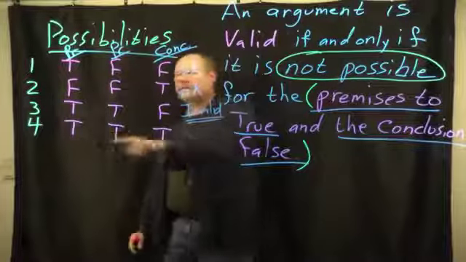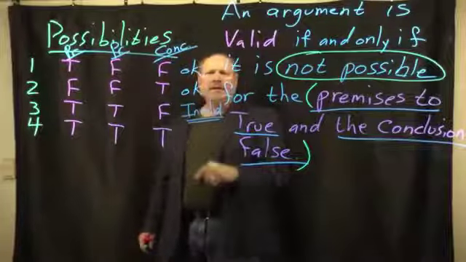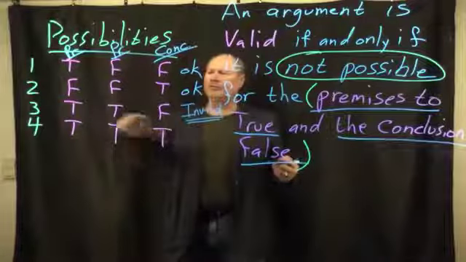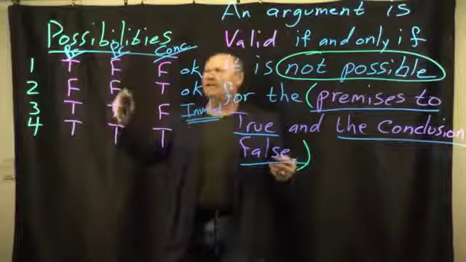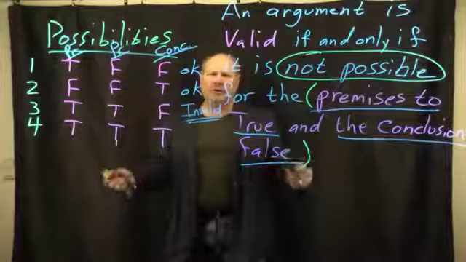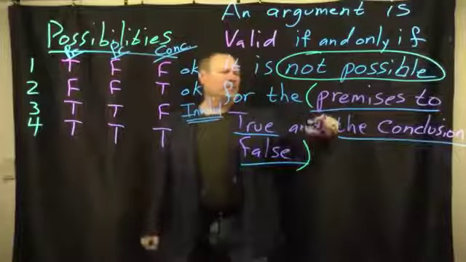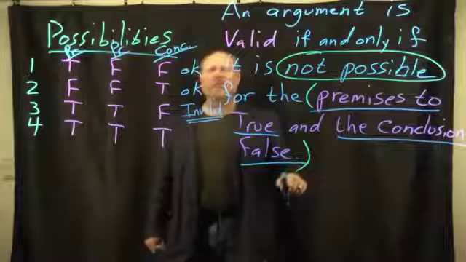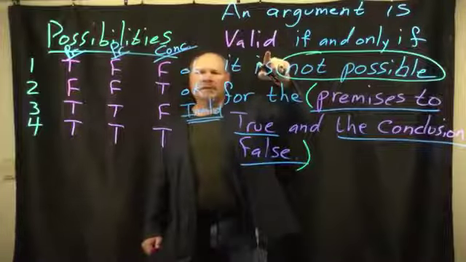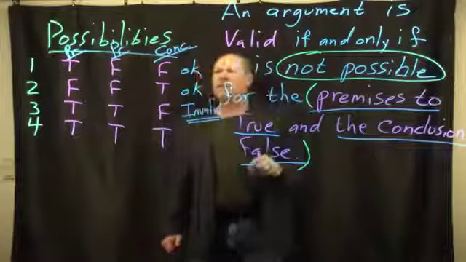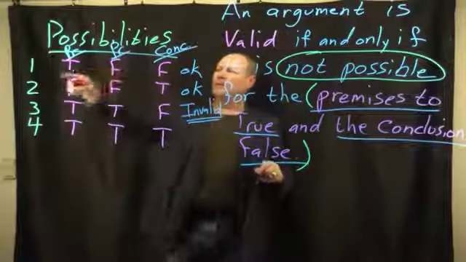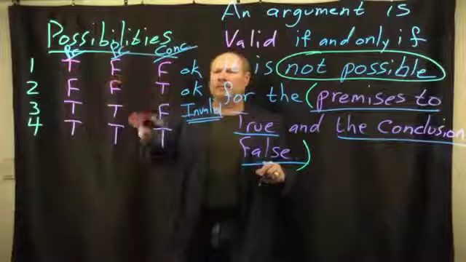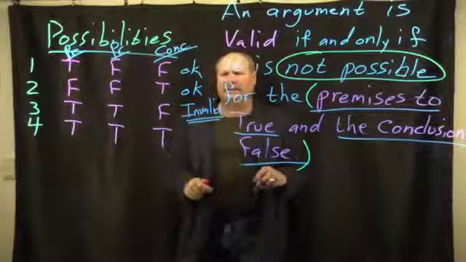Now, do I need to go on? Do I need to check my final possibility? The answer is no. I have found one possible combination of true-false values within this particular argument that shows that there is a possibility of true premises with a false conclusion. That does not meet our definition of validity. Therefore, the argument, whatever the argument is, that denotes these possibilities can be said to be invalid.